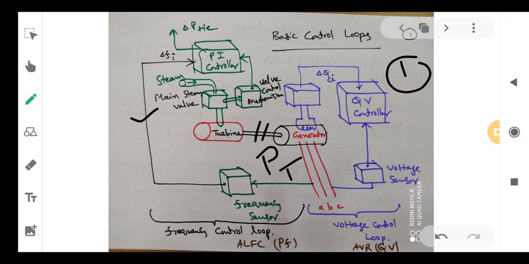When PT changes, PG also changes, active power. Therefore it is termed as PF control. So this is the second loop in our discussion. These are the two basic control loops of generating plant, particularly steam power plant.